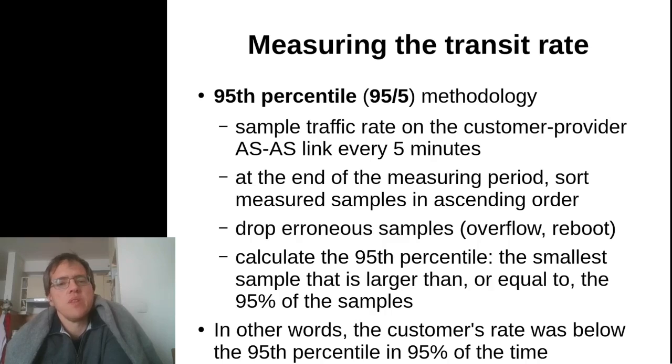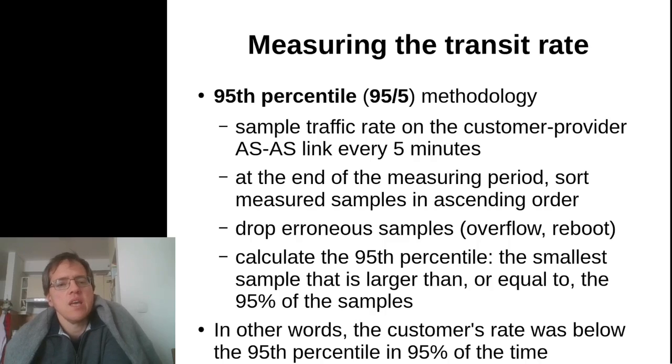Still, we can clean up the data, so whenever there are erroneous samples that come from counter overflows or router reboots, which usually just zero out our counters and give unrealistic negative rate readings, these are usually just thrown away. And what remains is a collection of samples in ascending order. And then we take the 95th percentile of this sample set. So we choose the smallest sample that is already larger than or equal to 95% of the samples. Okay, this is the simple 95th percentile rule.